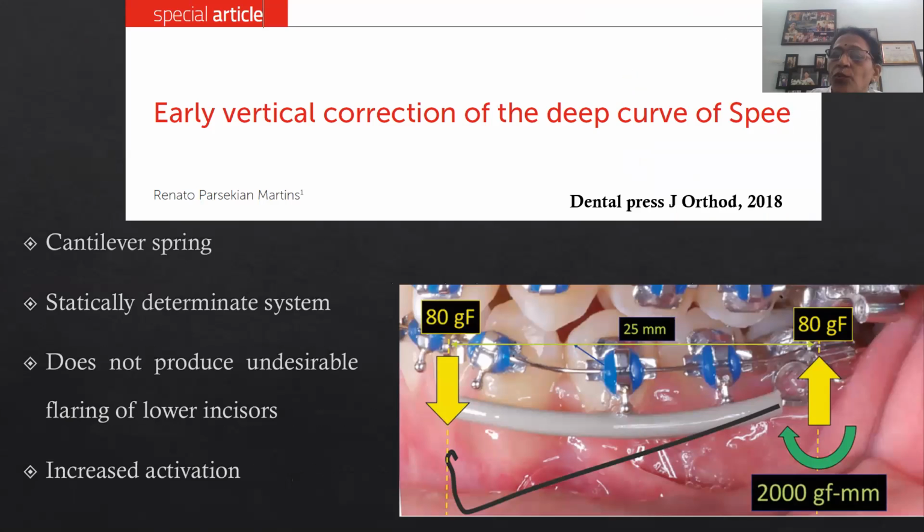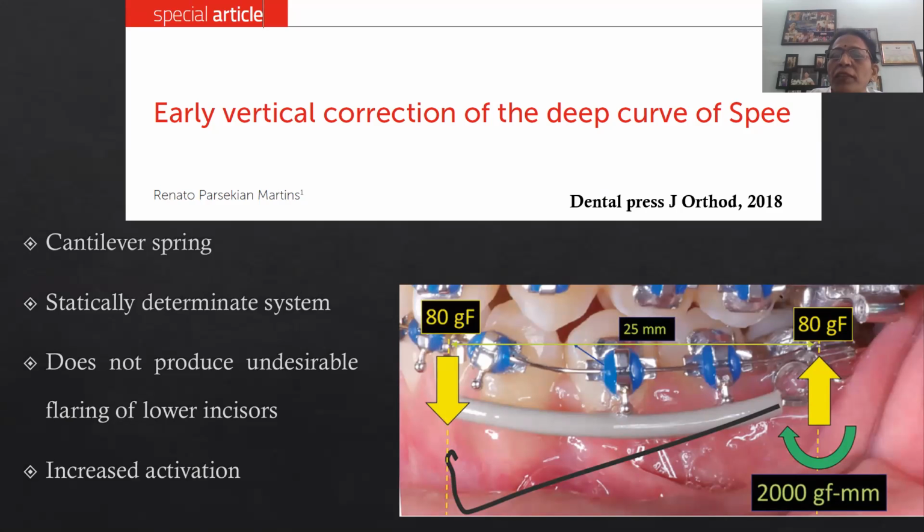So where you do not want proclination of the anteriors, especially the lower anteriors, this is a beautiful modification given in the Dental Press Journal of Orthodontics 2018. Renato has given an early vertical correction of the deep curve of Spee by giving a cantilever spring. And this cantilever spring he has given during the alignment phase.